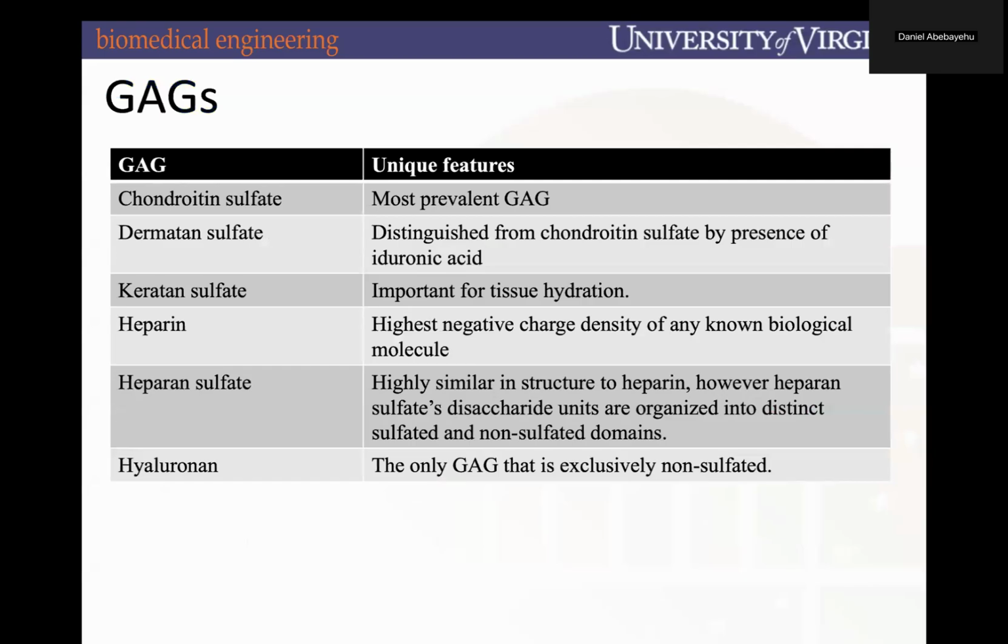This is just to help provide a little bit more information on GAGs. I'm not asking you to memorize all of this, but just to give you a little more information about each of them. We have chondroitin sulfate, which is the most prevalent GAG. We have heparin, which has a high negative charge density and is present in a lot of cartilage tissue, but is also what we call a growth factor depot. That's one thing that's particularly unique about heparin.